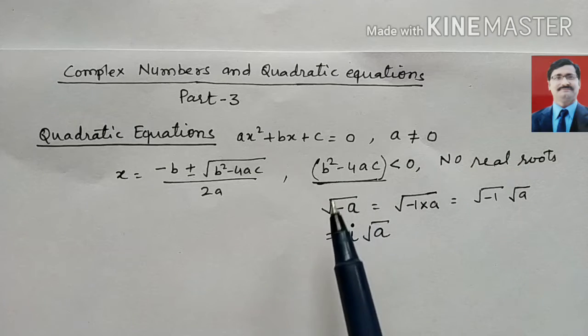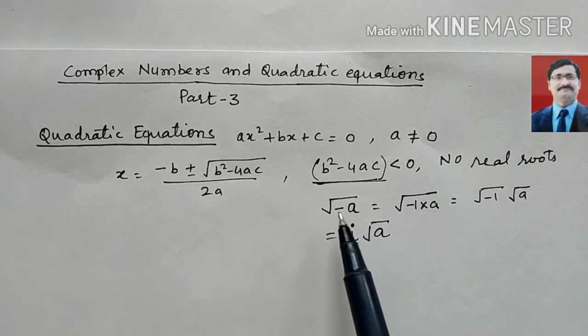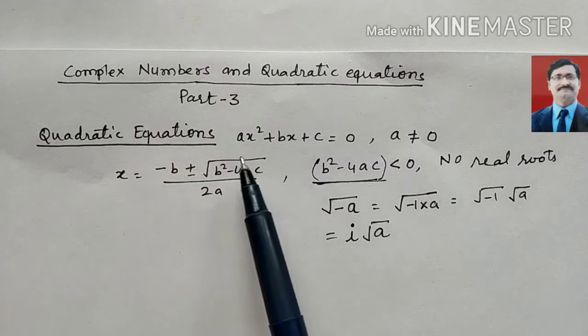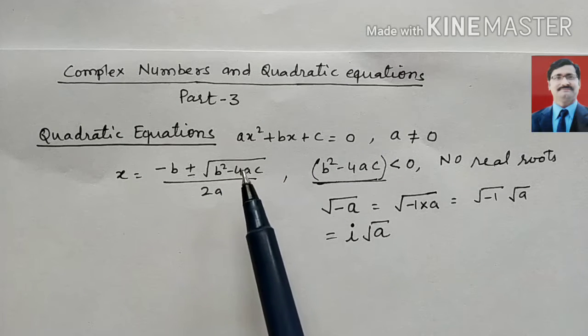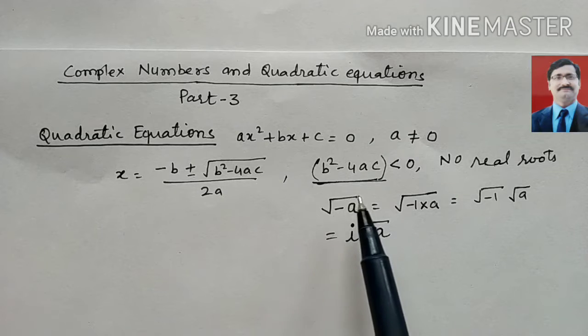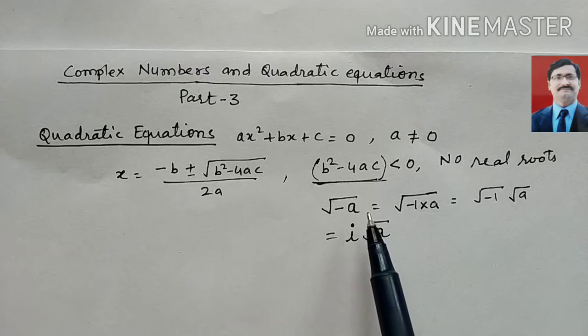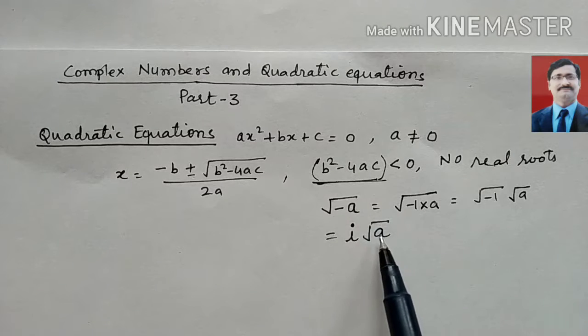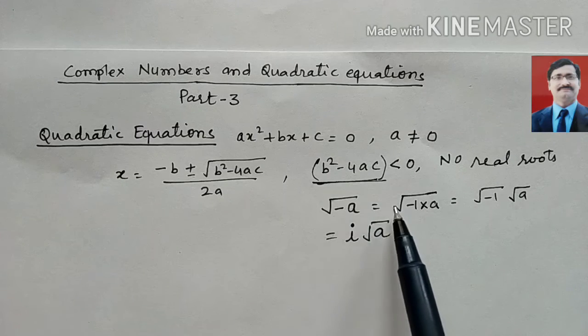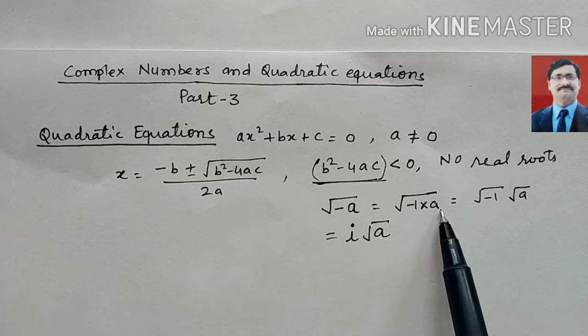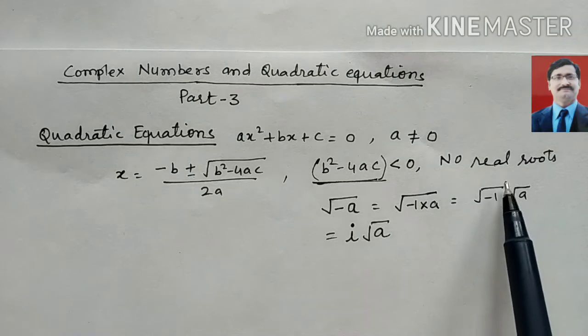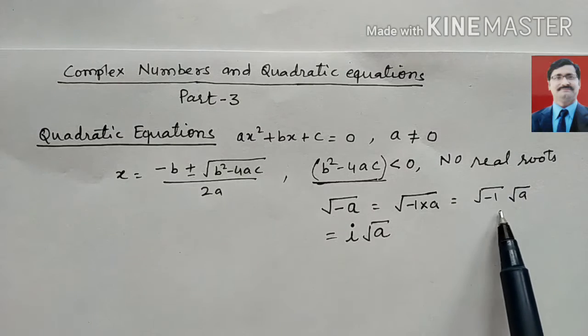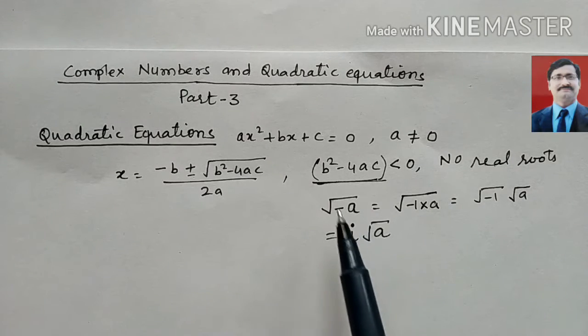Look here, in the root, if you have a negative value, look at this b square minus 4ac, you will get a negative, meaning minus, anywhere. Here you get a negative, meaning root of minus a. Then this root of minus a you can write as iota root a. How can we write it? You can write minus as minus 1 into a, and you can separate this. This root of minus 1, we already know, is iota. So we will do a question, then you will understand this problem.